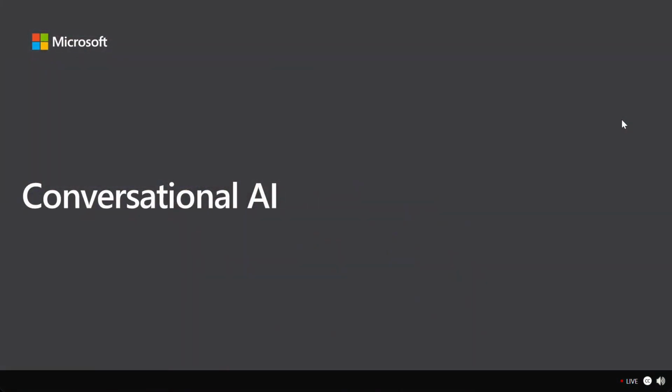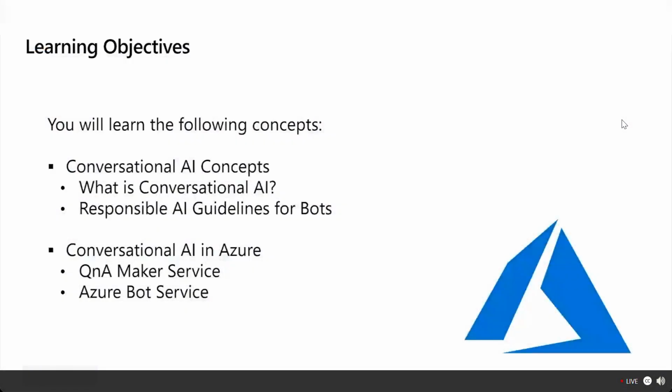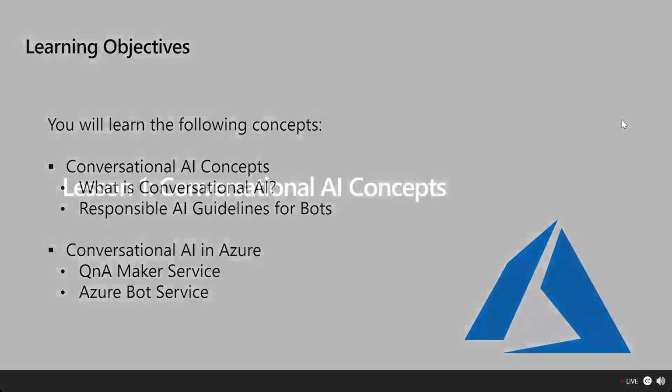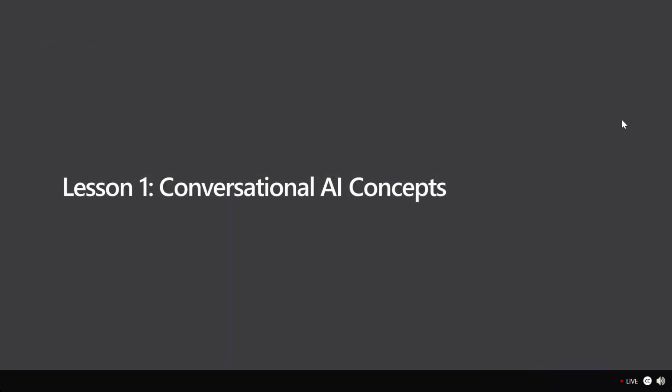And in this module, we're going to talk about conversational AI. What is conversational AI? And we're going to look at responsible AI guidelines. Remember, folks, when we talked about this in Module 1, responsible AI, well, this also holds for bots, and I think it's an important topic. After that, we're going to look at the services in Azure, the QnA Maker, and the Azure Bot Service. But before we dive into that, let's start with conversational AI concepts.